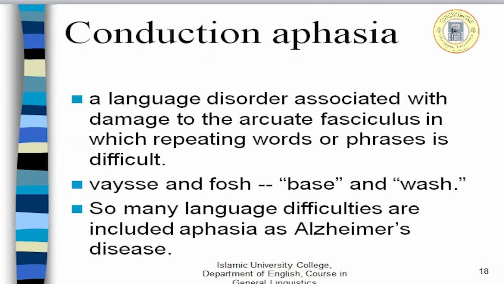Now the third type of aphasia is called conduction aphasia. Conduction aphasia is a language disorder associated with the damage of the arcuate fasciculus, in which repeating or pronouncing words or phrases is difficult. For example, to pronounce vas and fosh, the conduction aphasic will pronounce them like this: base and wash.